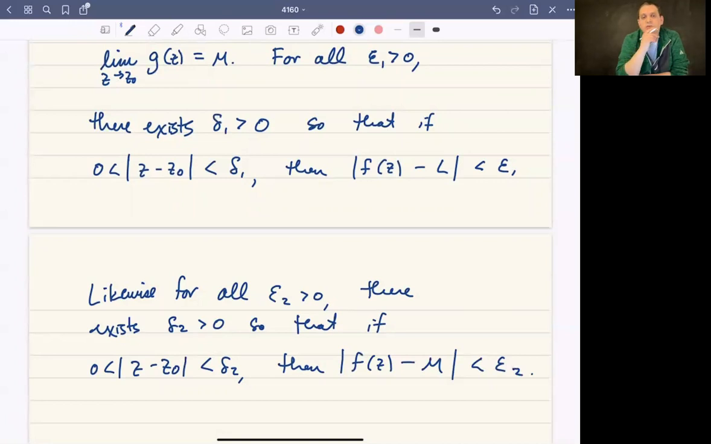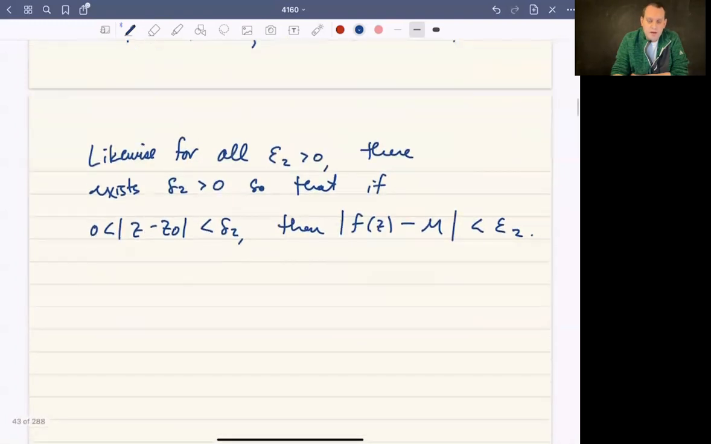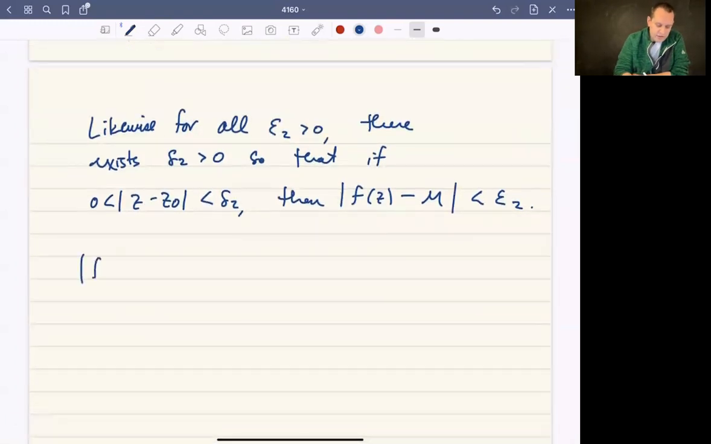And so what we want to do is look at the product. The thing that we want to say something about is the product f of z times g of z minus Lm, and we want this to be less than epsilon.